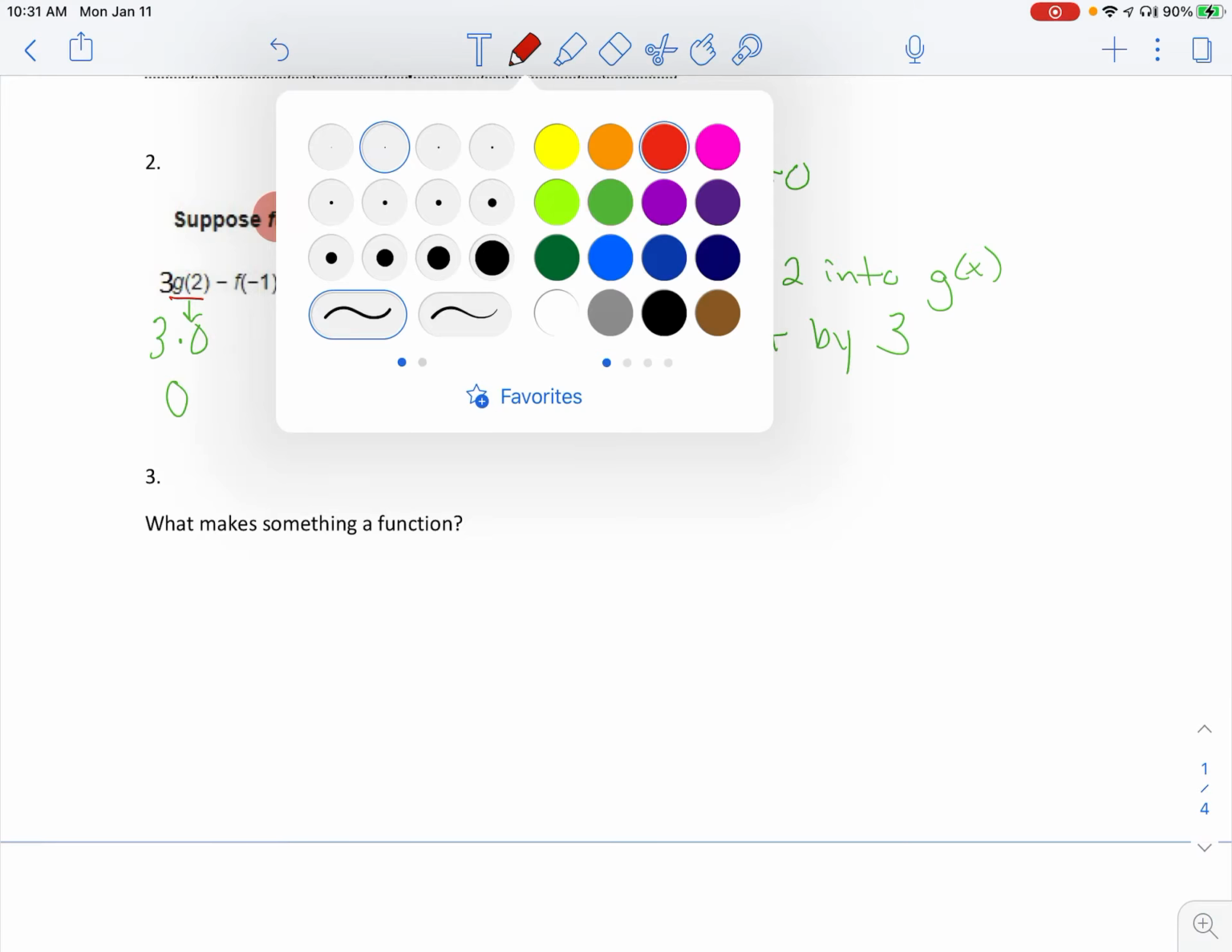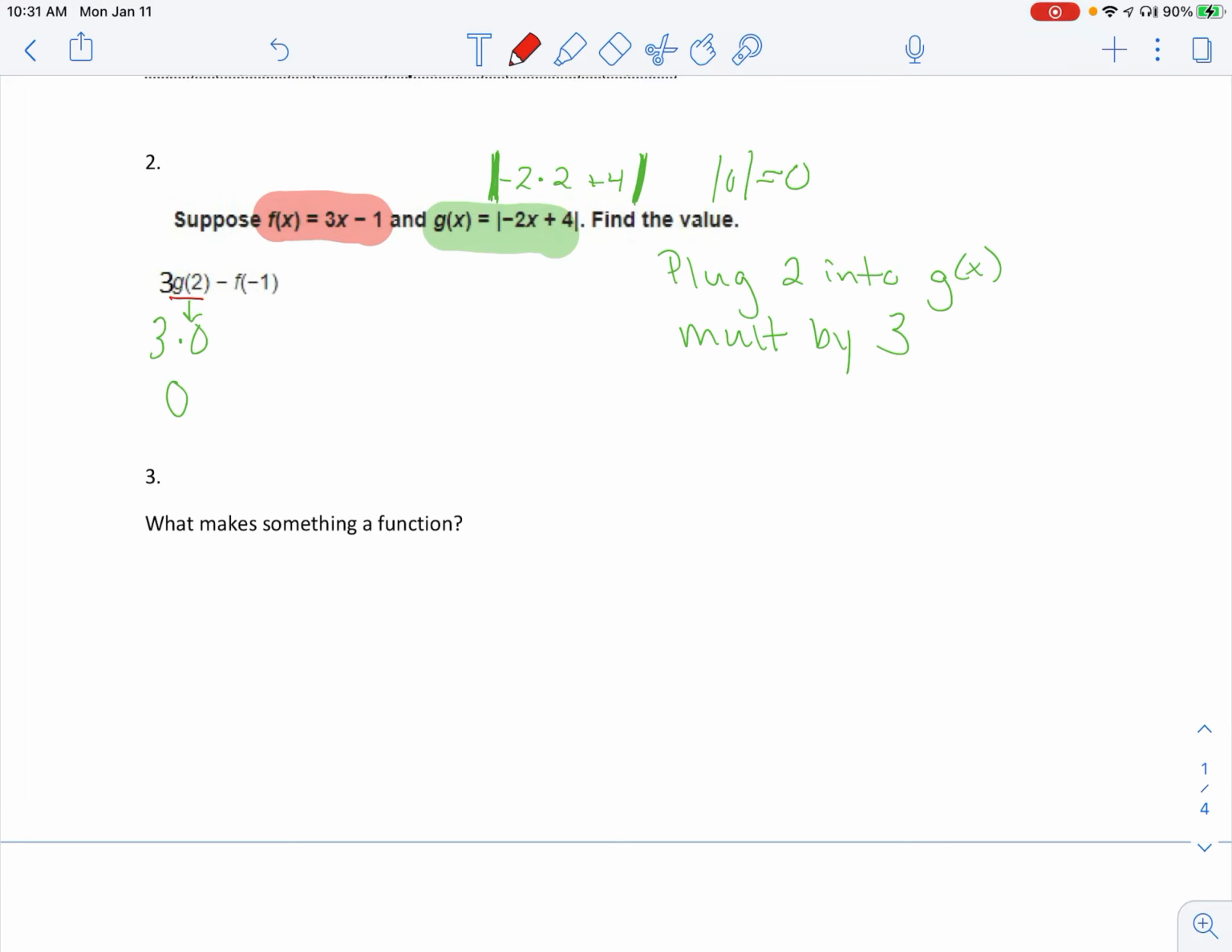Now let's change to red. And now I have to subtract whatever f of -1 is. So I have to plug in -1, so it'd be 3 times -1 minus 1, which is -4. So I have to minus what I get. I got a -4, so I have to minus -4. So 0 minus -4 is +4. So then I had to plug in -1 into f of x, and then I had to finish by subtracting.